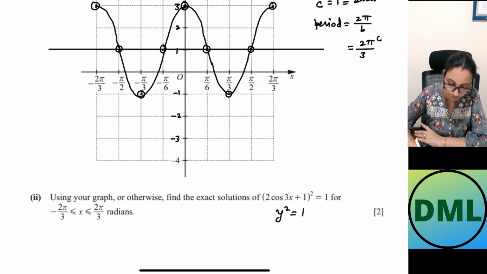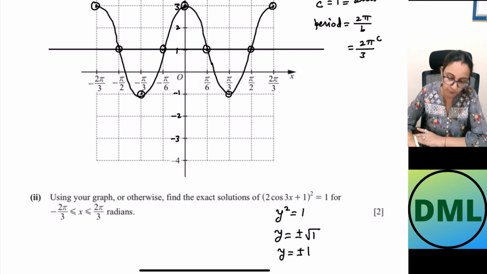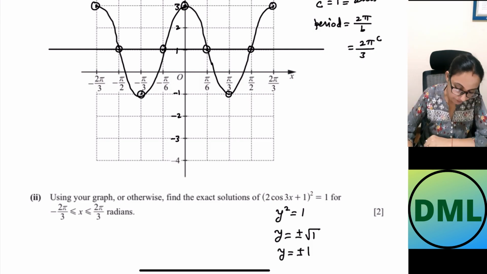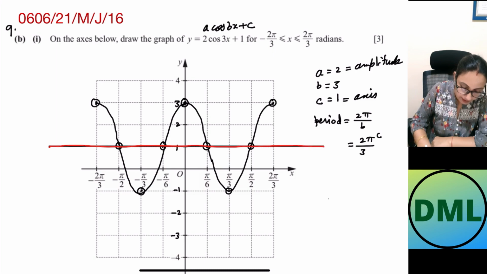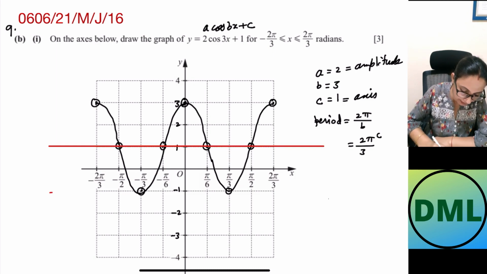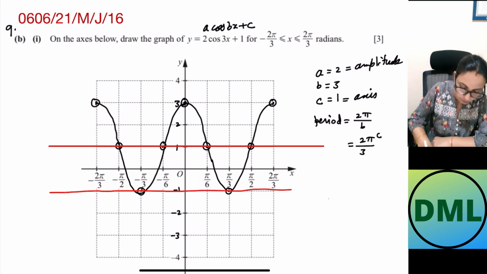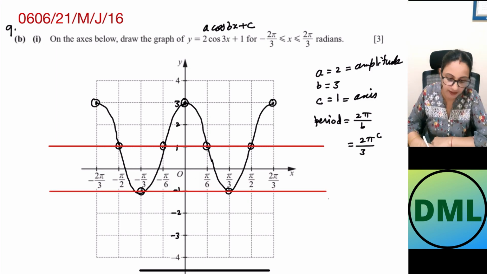If I find out the value for y, I need to take the root of 1. Y is equal to plus minus root 1, which is equal to plus minus 1. This shows that I need to plot a line at y is equal to 1 and y is equal to minus 1. Let's plot the lines on the graph first. Y is equal to 1. This is our axis here. So they are asking to plot this line, as well as the line at y is equal to minus 1. So this is my line. I need to see where my graph cuts these two lines.